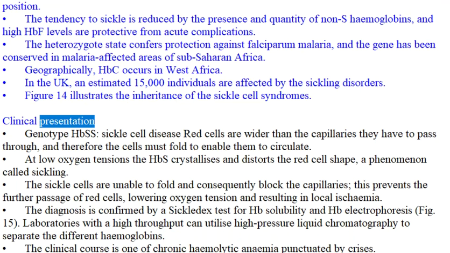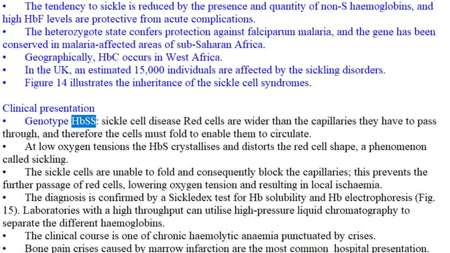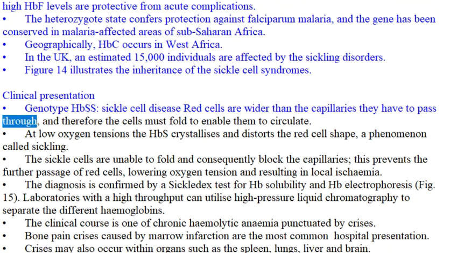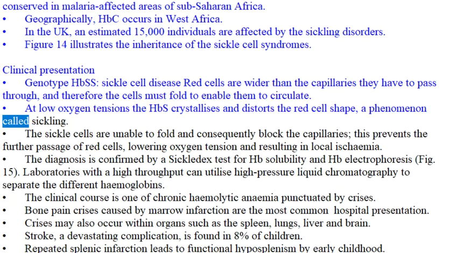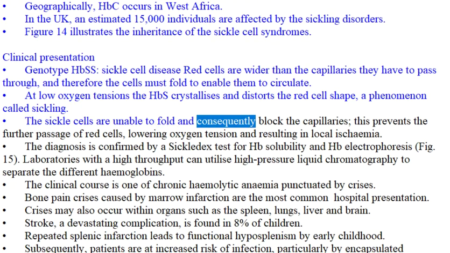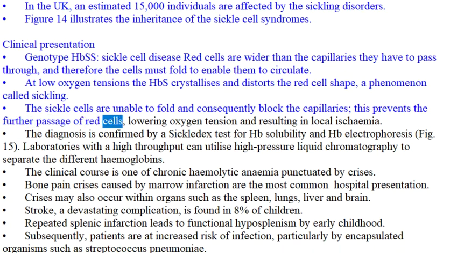Clinical presentation. Genotype HbSS, sickle cell disease. Red cells are wider than the capillaries they have to pass through, and therefore the cells must fold to enable them to circulate. At low oxygen tensions, the HbS crystallizes and distorts the red cell shape, a phenomenon called sickling. The sickle cells are unable to fold and consequently block the capillaries. This prevents the further passage of red cells, lowering oxygen tension and resulting in local ischemia.